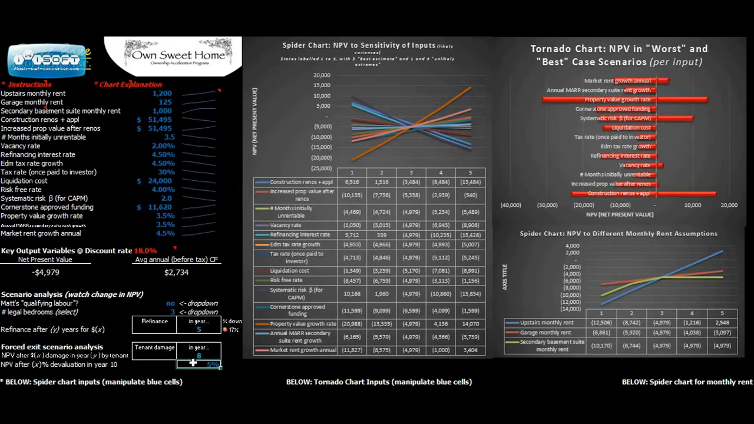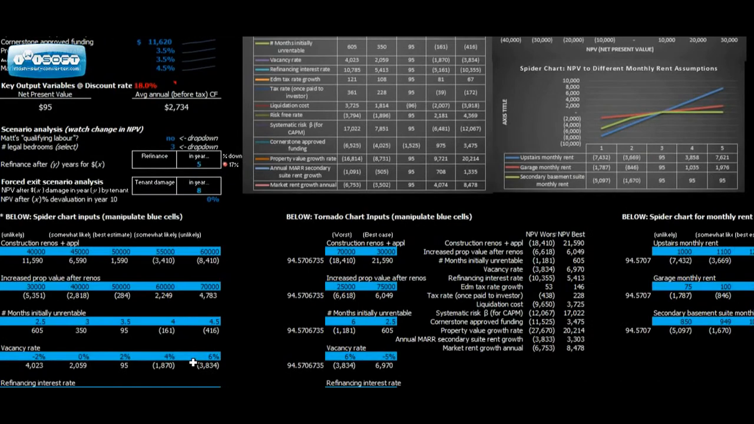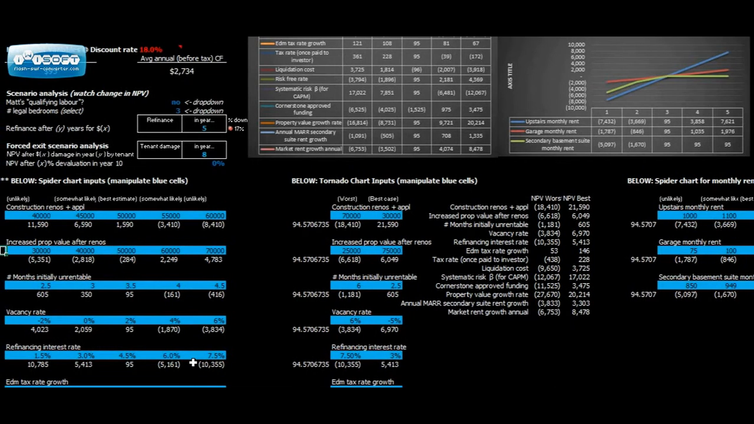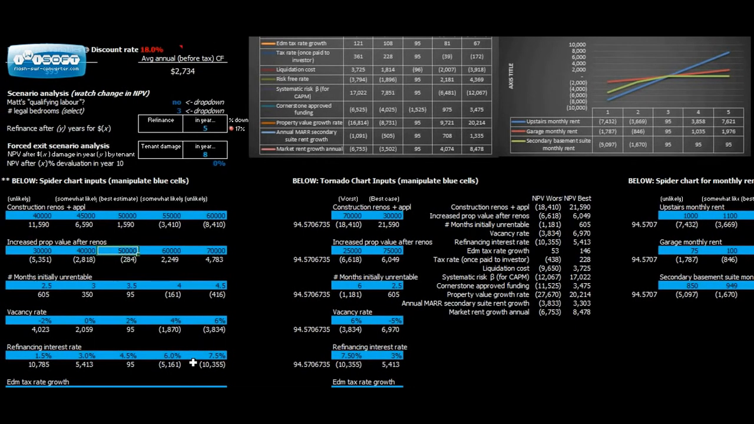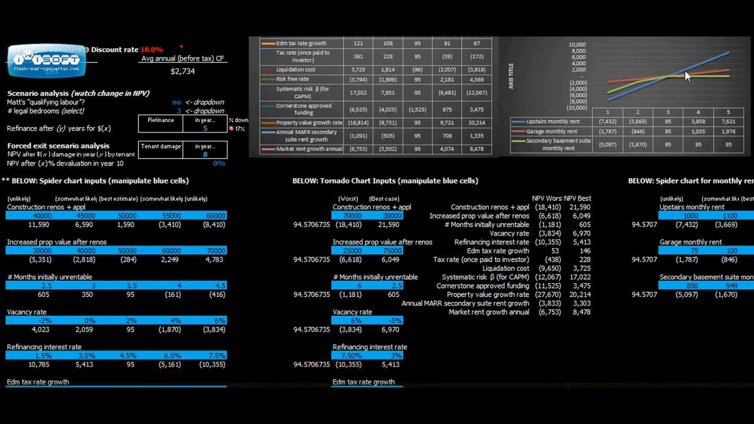But that's basically what you can play with. And I'll just show you the bottom part here. I made assumptions when it came to the spider chart and tornado charts, but you can change anything here that is in the blue cells. So let's say increased property value after rentals: 50 grand is what I thought it would be worth. But you can change all of these assumptions and it'll dynamically update. Same as for the tornado chart. You can change these and it'll change everything. Same for this other smaller spider chart here, which is only for market rents.